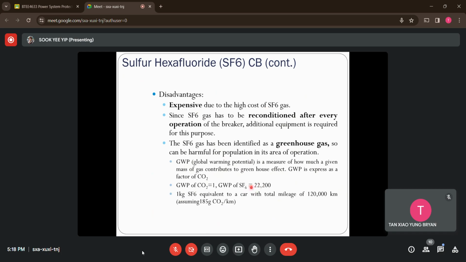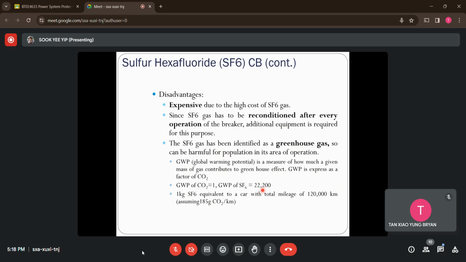So what happens if we release 1 kg of SF6 gas to the environment? It will be equivalent to driving a car with a total mileage of 120,000 km, assuming that for every km you travel, the car releases 185 grams of carbon dioxide. So you can see how bad it would be if there is a leakage of SF6 gas to the environment. All right, so that is for these kinds of breakers.